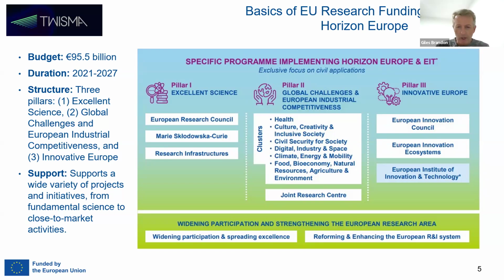I'm not going to talk at length about each of these different pillars, but maybe just to pick one or two things. For some of you, you may very well be aware of the Marie Skłodowska-Curie actions that come under Pillar 1, Excellent Science. Within that scheme, there is funding for postdoctoral fellowships. There's also funding for doctoral networks.